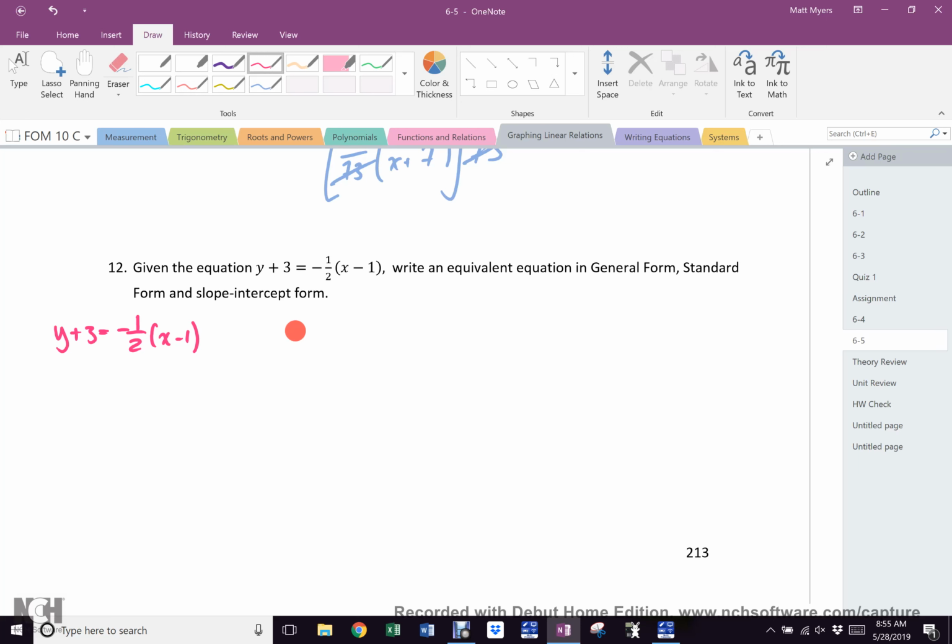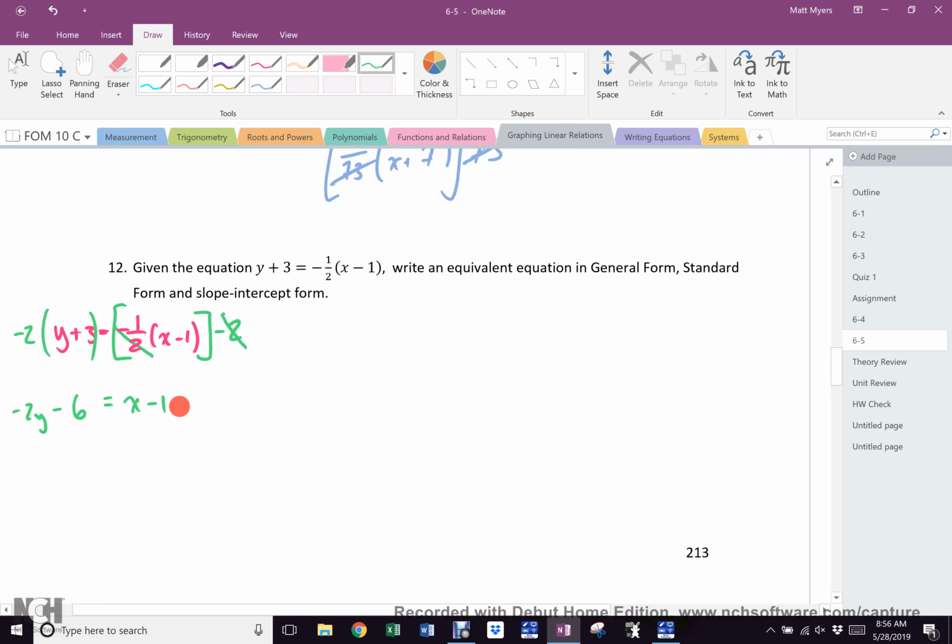If I want to get rid of divided by negative 2, what should I do? Multiply by negative 2. What's going to happen to that 2 and that negative now? Gone, gone. What's left now? 1 times x minus 1. Does that change it at all? So what do I got on this side? X minus 1. If I multiply the right side by negative 2, what do I got to do to this side? What's negative 2 times y? And what's negative 2 times 3?